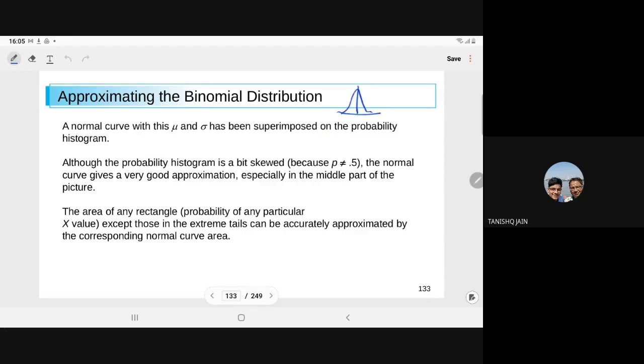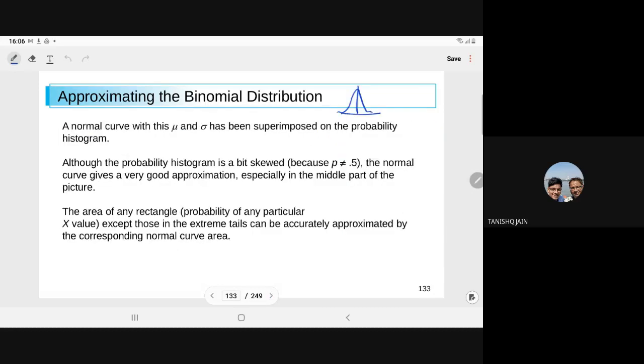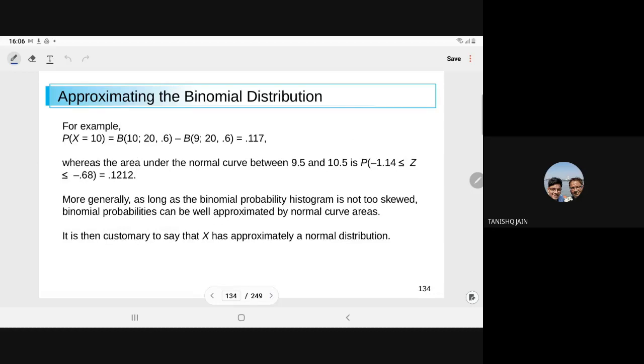The area of any rectangle, that is the probability of any particular x value, except those in the extreme tail, can be accurately approximated by the corresponding normal curve. Means if you avoid the tail area on both sides, in the intermediate part you can approximate well through the normal distribution, because both cover more or less the same area.